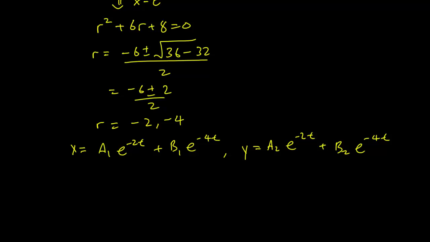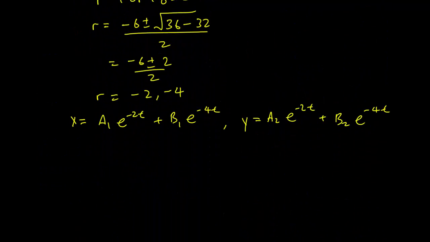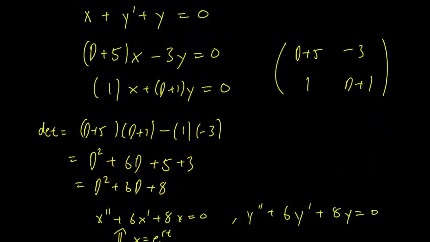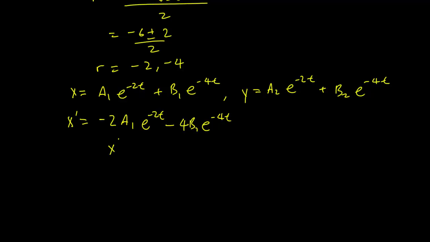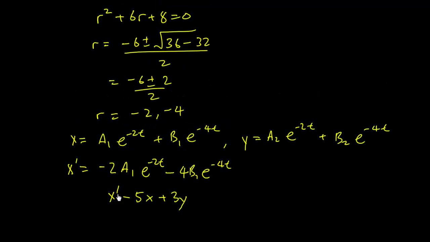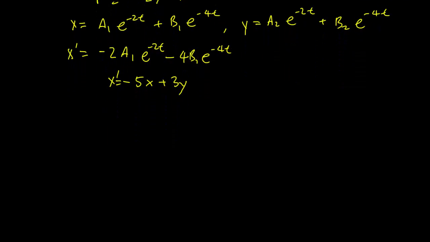So first, that equation requires an x prime in it. So let's look at x prime. x' is just going to be -2a1 e^(-2t) - 4b1 e^(-4t). And our equation is x' + 5x - 3y = 0. Let's write it down for simplicity: x' = -5x + 3y. So let's plug in all these values there and see what we get.